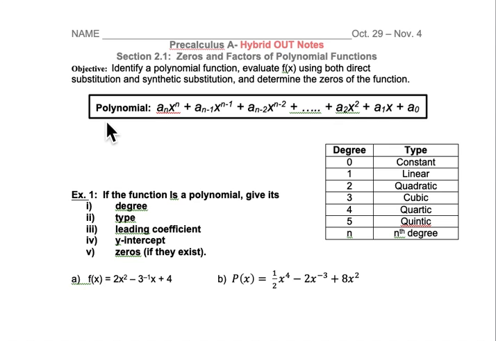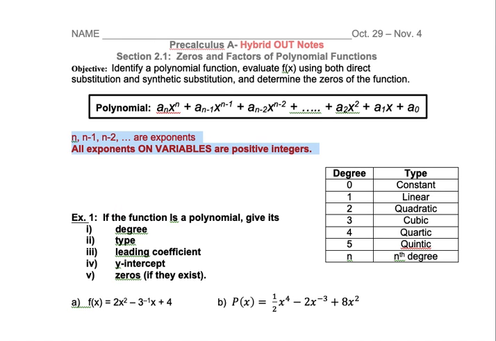Well, first of all, our book tells us a polynomial looks like this, and I would tend to disagree a little bit because this looks more like a polynomial than this does. But let's break this down and see why this does represent a polynomial. First of all, the n minus 1 and n minus 2, those are all just exponents. And in order for it to be a polynomial function, all of those exponents that are on the variables must be positive integers, so whole numbers. No decimals and no fractions, and no negative numbers either, no negative exponents.